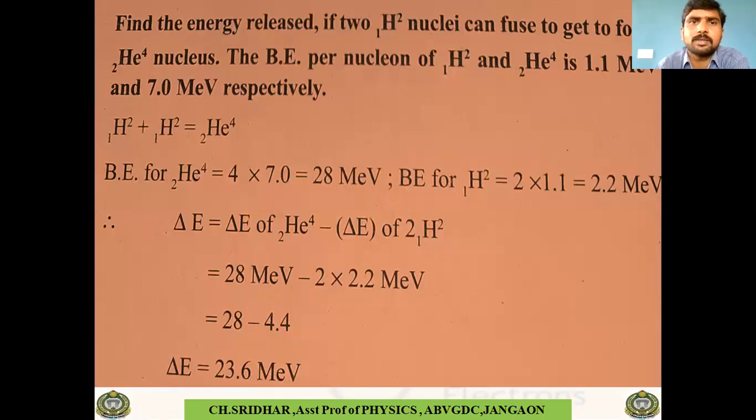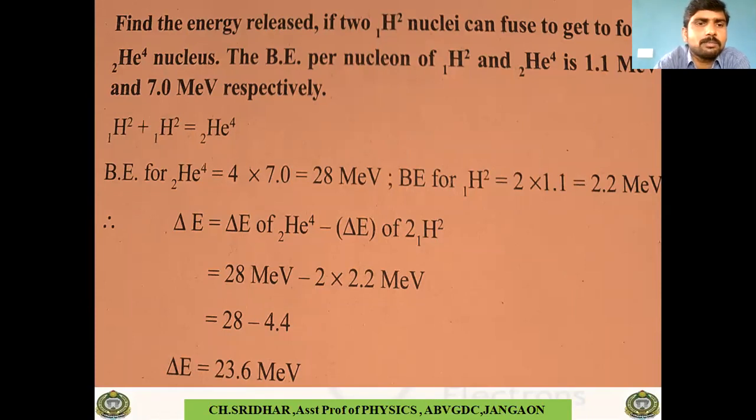Then a similar example: find the energy released if two hydrogen nuclei fuse together to form a helium nucleus. The binding energy per nucleon of hydrogen and helium is given as 1.1 MeV and 7 MeV respectively. So 1H2 plus 1H2 gives 2He4.